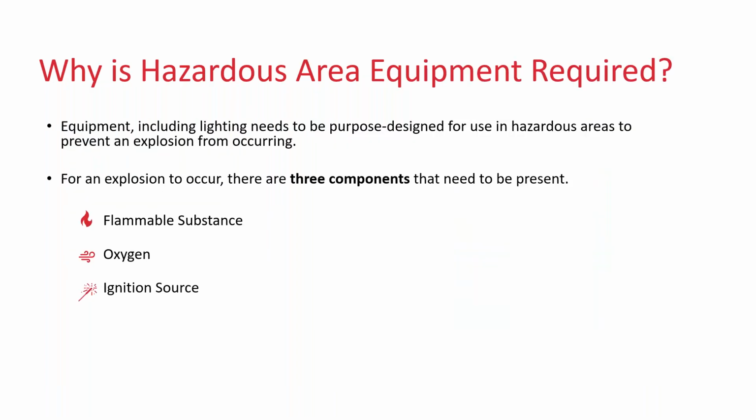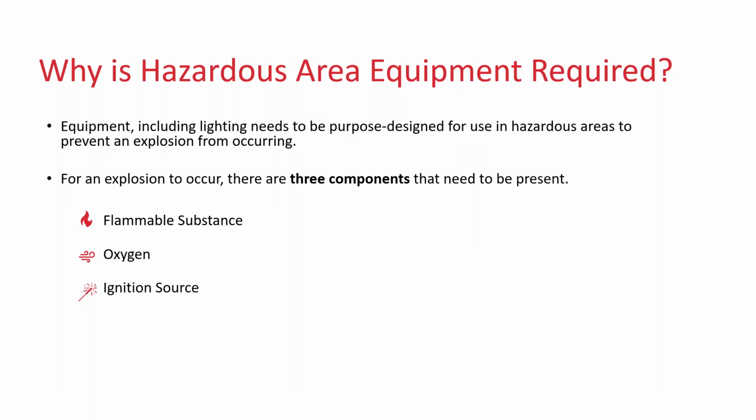So why is hazardous area equipment required? Equipment, including lighting, so not just lighting, anything that's used in a hazardous area environment, needs to be purpose designed for use in hazardous areas to prevent an explosion from occurring. For an explosion to occur, there are three components that need to be present. Flammable substance, which is often the actual process that is going on in the facility, oxygen, and the ignition source.